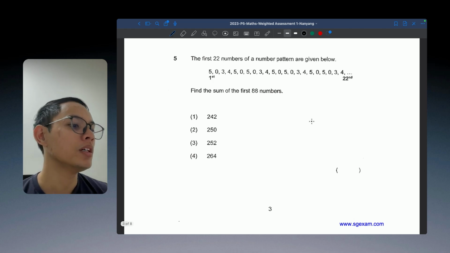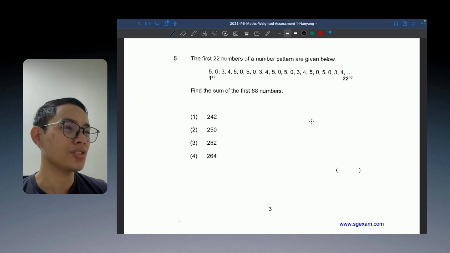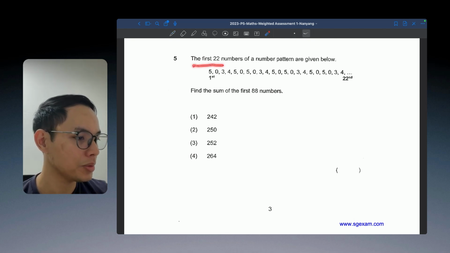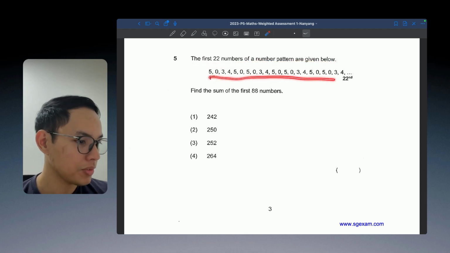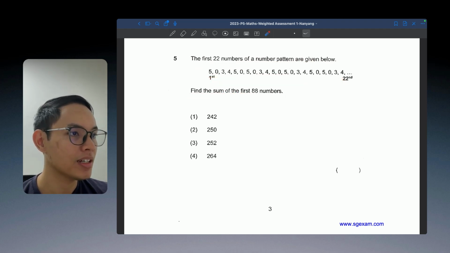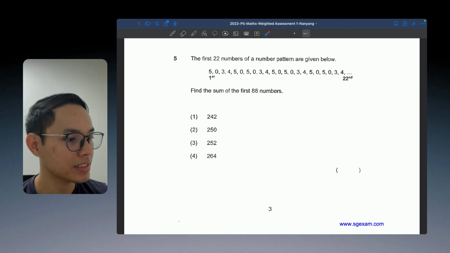So number 5. This is also another tricky question. Let's read it out. The first 22 numbers of a number pattern are given below. So there is a pattern as what you see over here. Find the sum of the first 88 numbers, right? Sounds a little bit scary, but let's break this down first.